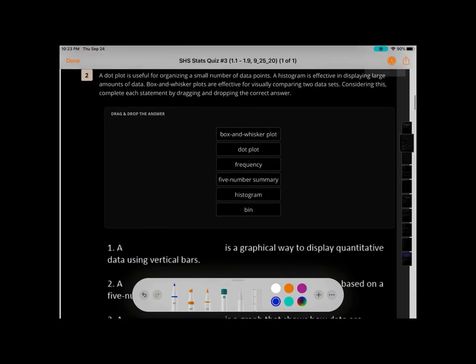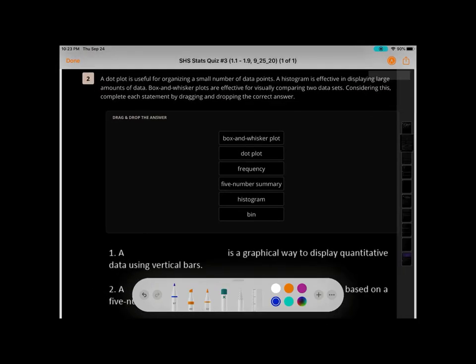A dot plot is useful for organizing a small number of data points. A histogram is effective in displaying large amounts of data. Box plots are effective for visualizing and comparing two data sets. Considering this, complete each statement by dragging and dropping the correct answer. So kind of like a vocab test here.